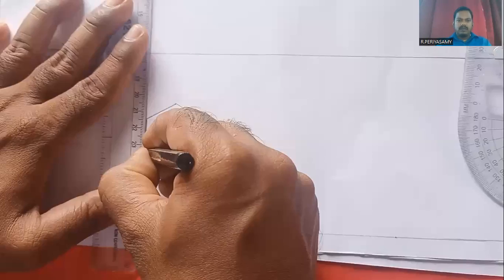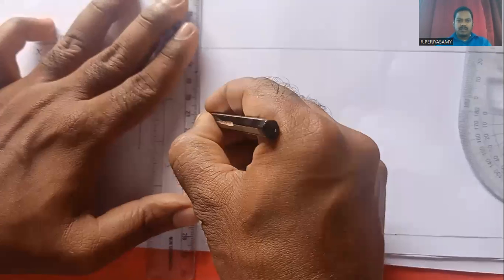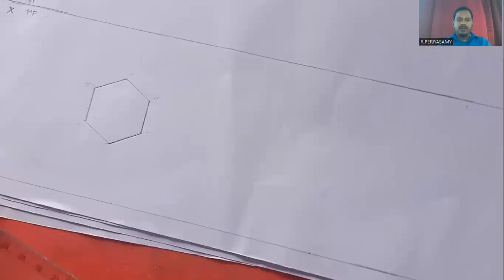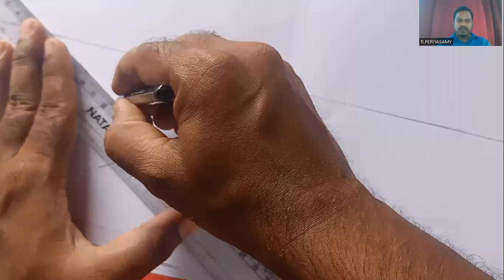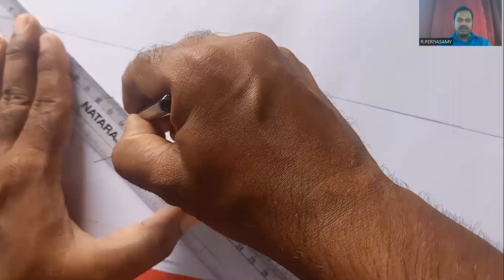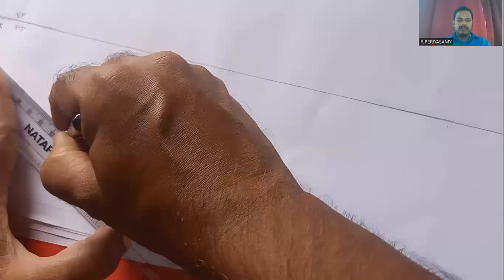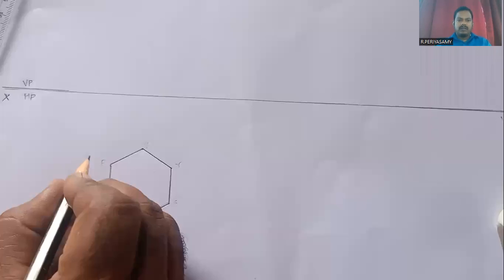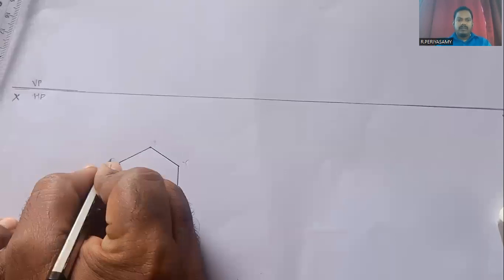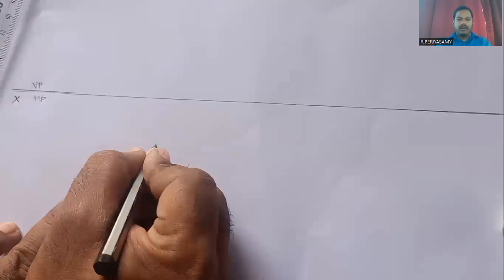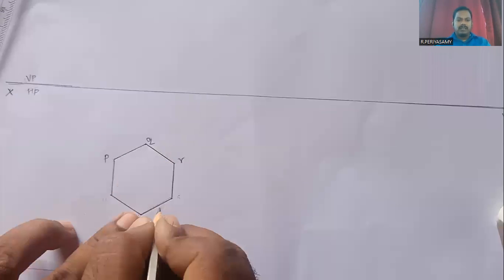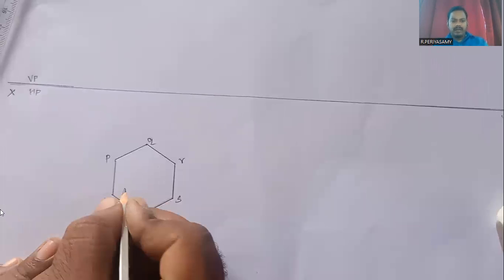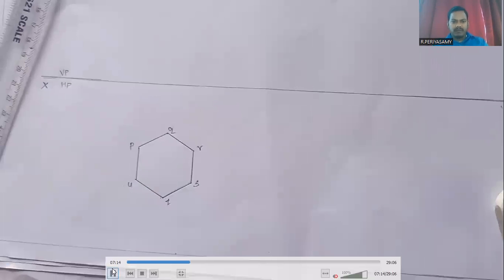So this is the top view projection of the given hexagonal plate, with 20 mm base sides. We give the names P Q R S T U. This is the top view projection of the given hexagonal plate.